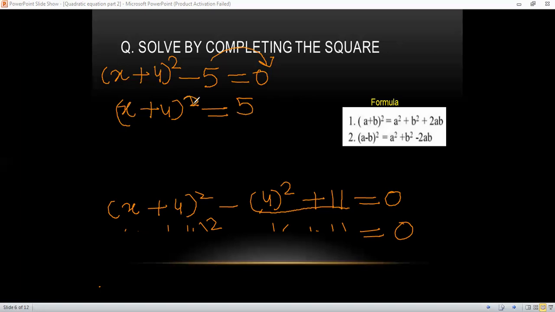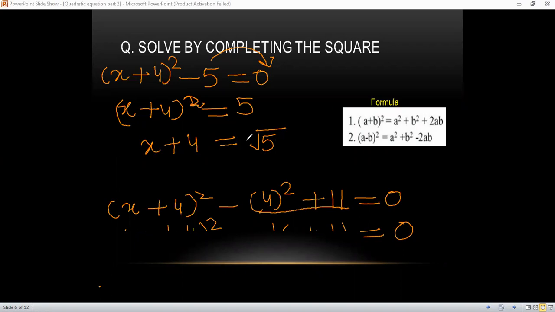Now the power is 2 over here. Now I will shift the power to the right hand side. That means if I shift the power of 2 to the right hand side, we will get root over here. So x plus 4 is equal to under root 5.